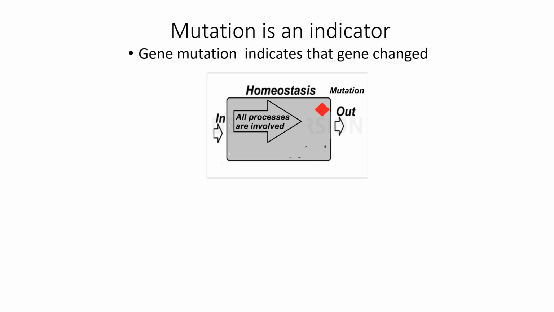So let's go back to mutation. This mutation which we are studying is affected by all processes in the body, more or less. But this is the reason why there is no error, because all processes contribute to this phenomenon, and the mutation is a phenomenon. So mutation is an indicator. Gene mutation indicates that the gene has changed, and the change is a function of the entire system.